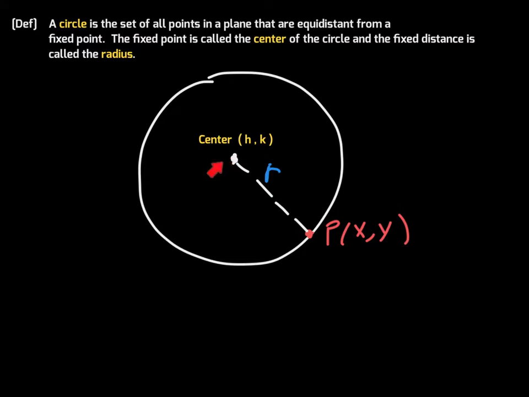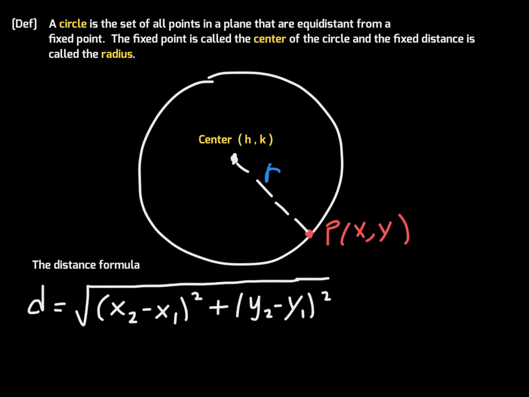The center is a fixed point. It's important to notice that the center is not part of the circle. The center is not on the circle, I should say. But all of the points on the circle are the same distance from the center. We call the center the fixed point, and that fixed distance is called the radius. R for radius.